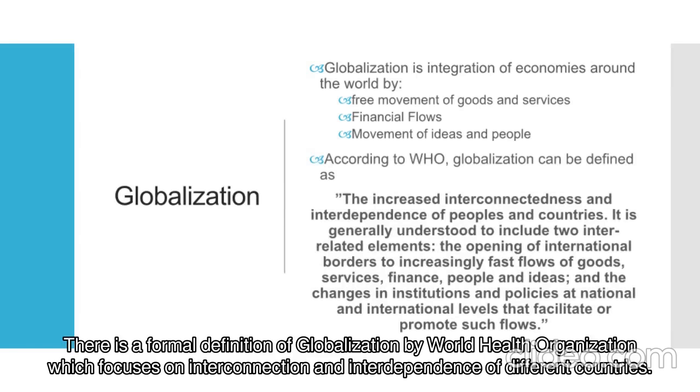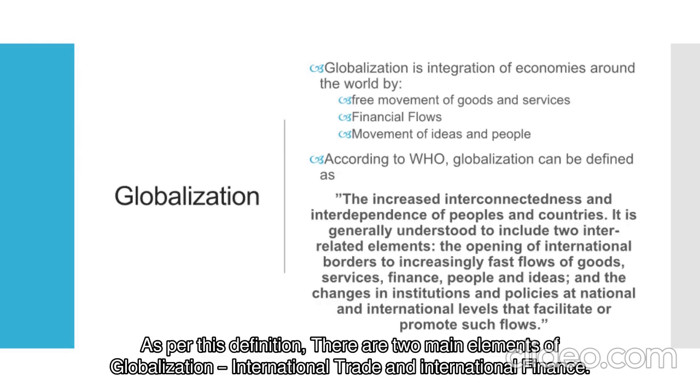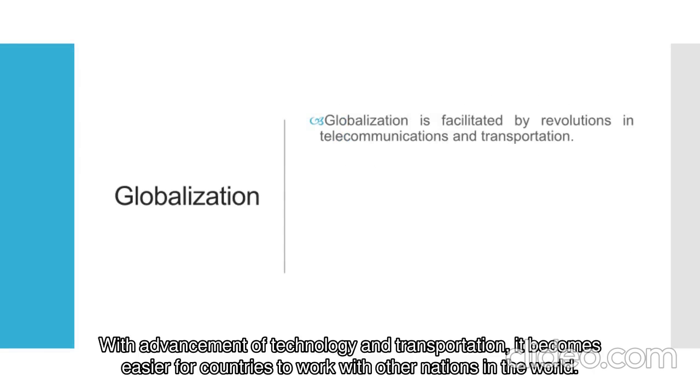There is a formal definition of globalization by the World Health Organization which focuses on interconnection and interdependence of different countries. If a country is dependent on exports, certainly any political or economical change in the exporting country would impact both the nations. As per this definition, there are 2 main elements of globalization: international trade and international finance. With advancement of technology and transportation, it becomes easier for countries to work with other nations in the world.